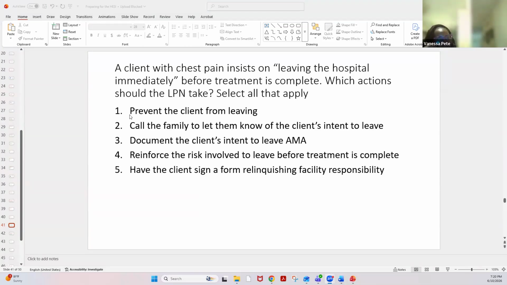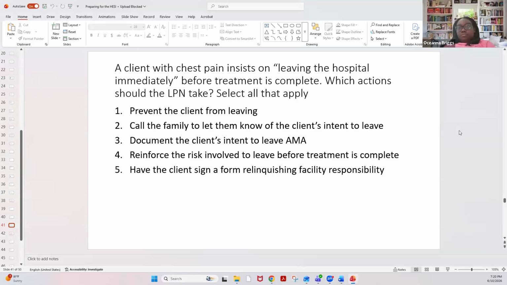Very good. Can we prevent them from leaving? No. What is that considered? Is that kidnapping? Restraint. Absolutely. If they want to leave, then they have every right to leave as long as we do our due diligence, right? Tell them, hey, it's not safe for you to leave, this is what could happen. We want to document it and we want to have them sign a form that says that we're not responsible, that they are making this decision of their own free will.